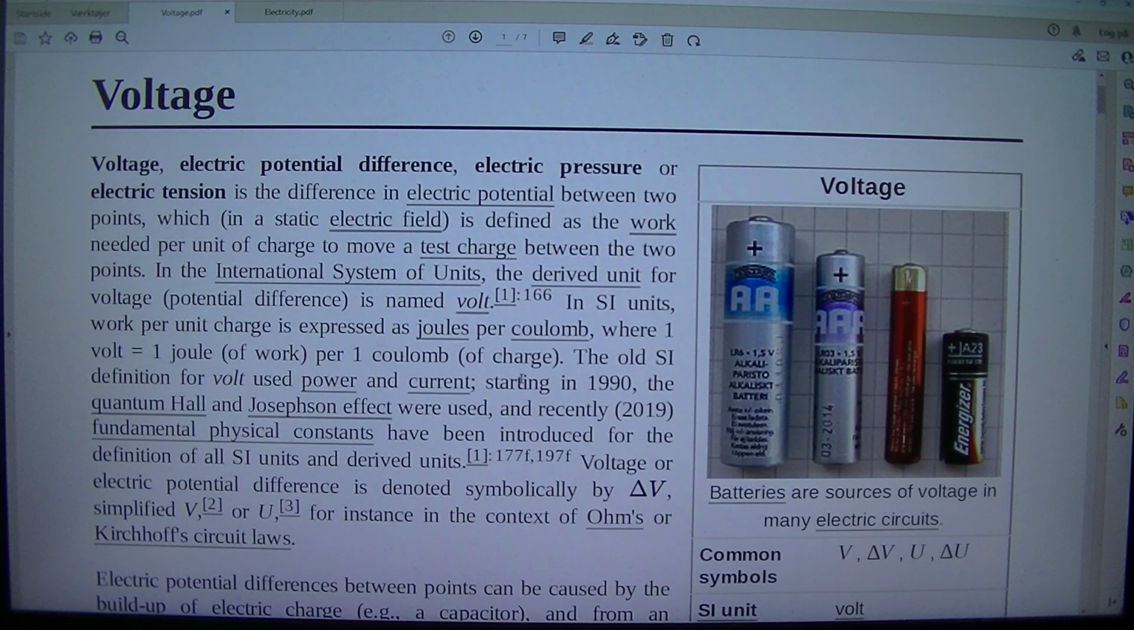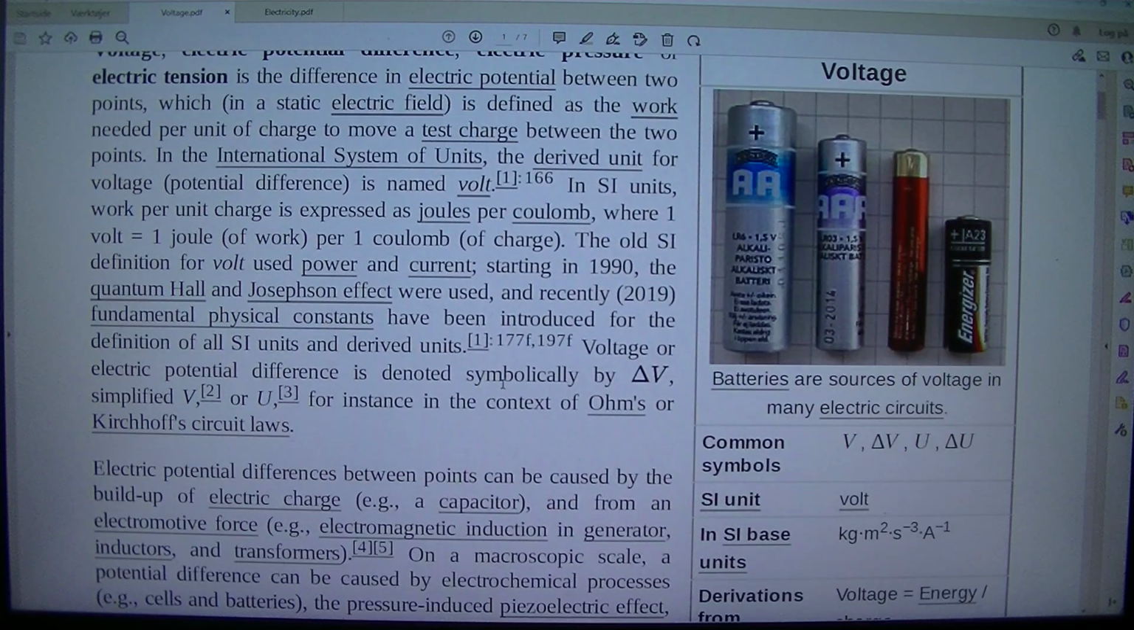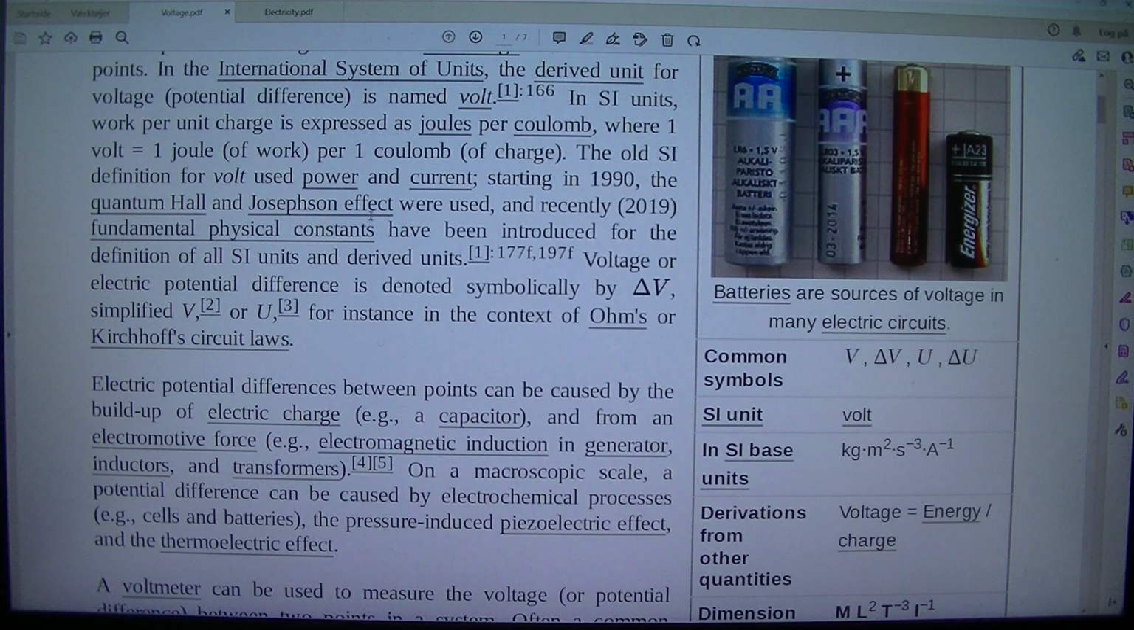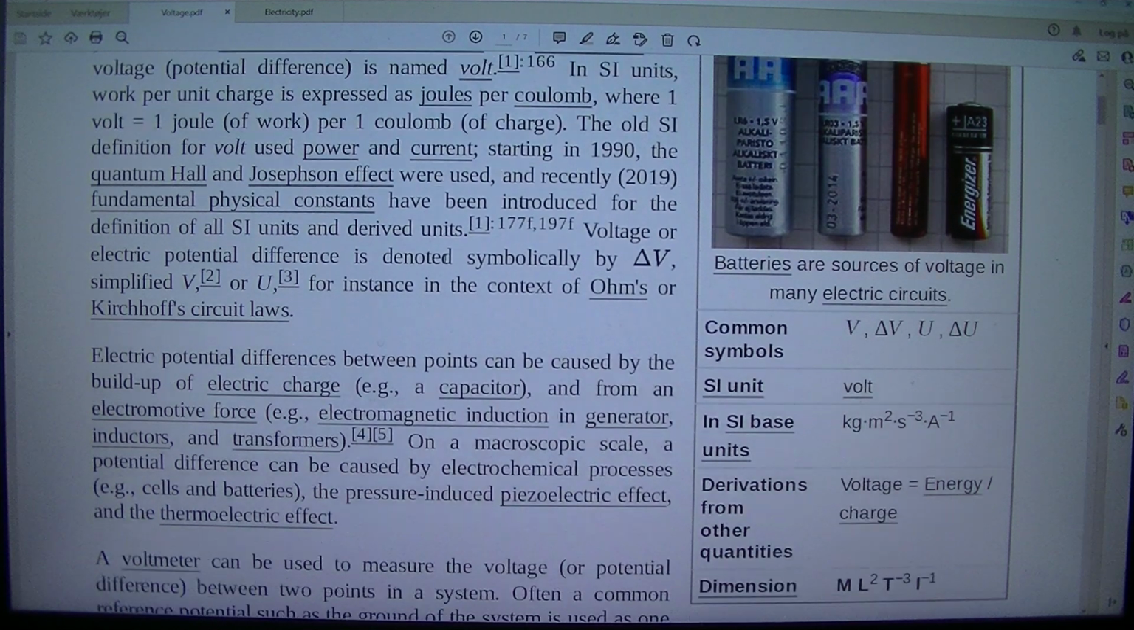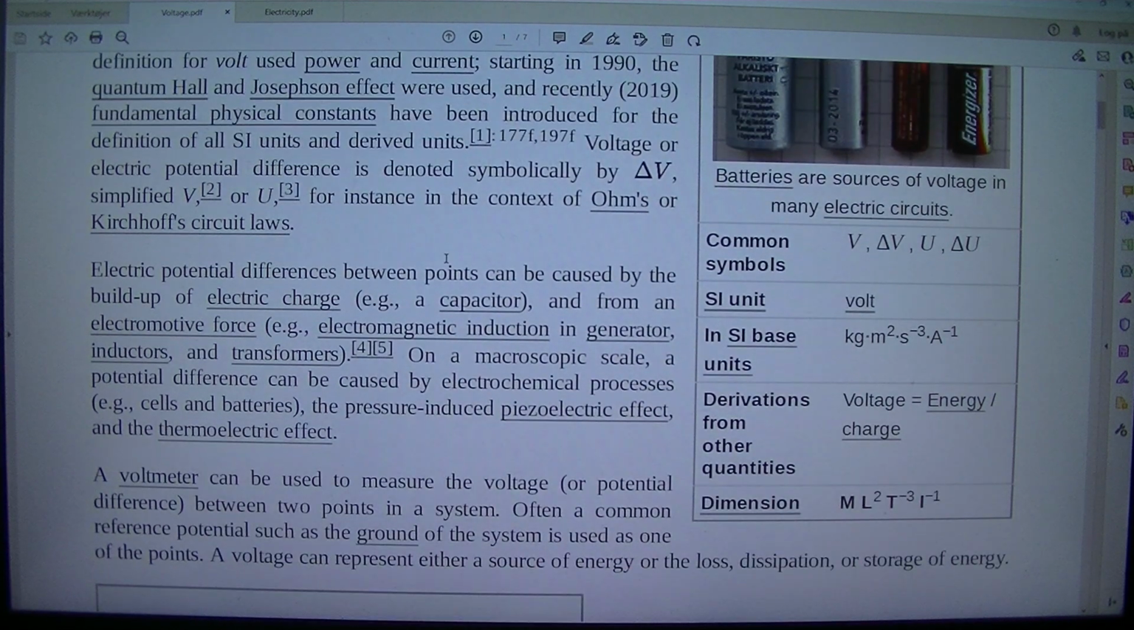166 in SI units. Work per unit charge is expressed as joules per coulomb, where 1 volt equals 1 joule of work per 1 coulomb of charge. The old SI definition for volt used power and current. Starting in 1990, the quantum Hall and Josephson effect were used, and recently, 2019, fundamental physical constants have been introduced for the definition of all SI units and derived units.